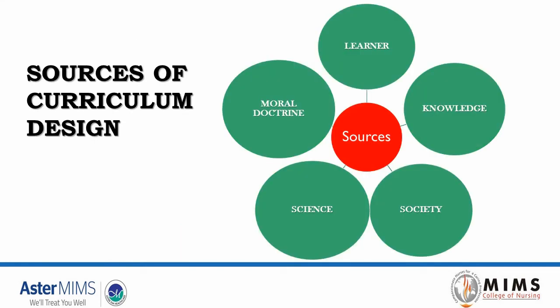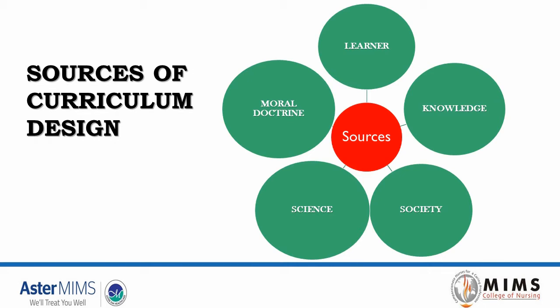Then sources of curriculum design. We can see many sources here: learner, knowledge, society, science, moral doctrine. When we think about the learner, who will be coming to learn the course? For example, in health sciences, we know that students or candidates who passed +2 with science may be coming. They have a basic idea about the sciences, so we can build on whatever the base is, the science. You can add on courses like anatomy, physiology, microbiology, all basic sciences in the first year we keep. See, the learner is a person who is oriented to science subjects.